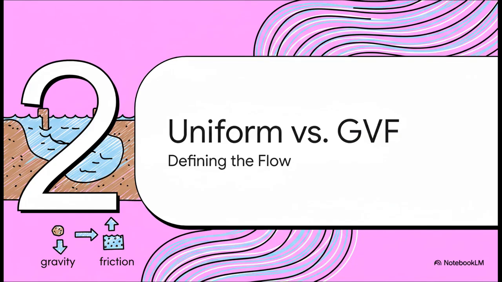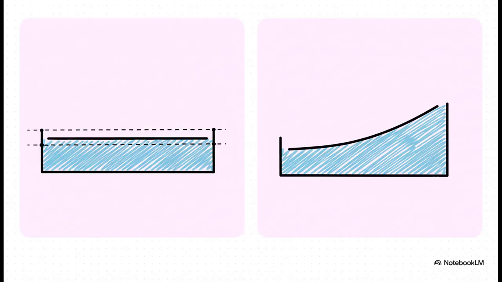Okay, so to really get a handle on what gradually varied flow is, it's actually super helpful to talk about what it's not. Let's put it side by side with this more ideal, perfect world idea called uniform flow. So, on one side, you've got this textbook concept, uniform flow. The water depth is totally constant, everything is perfectly parallel. It's a nice, simple idea for calculations, but it almost never happens in the real world.